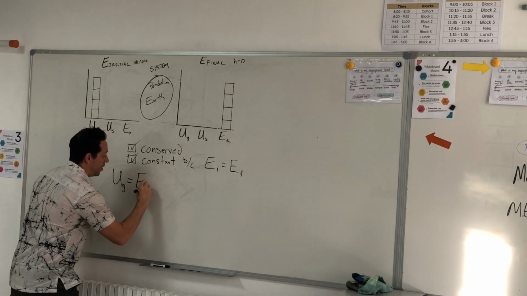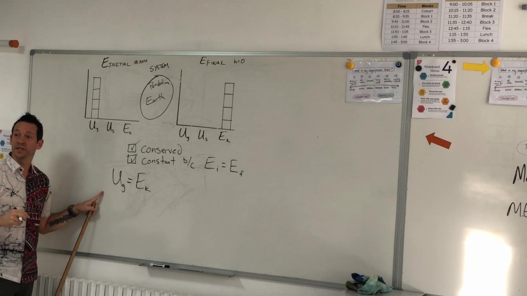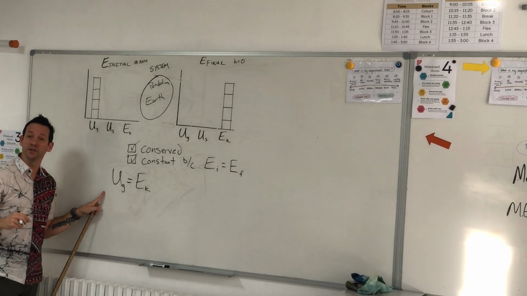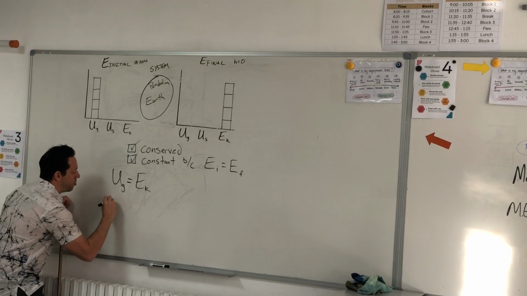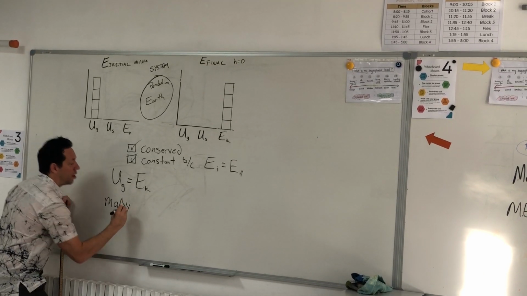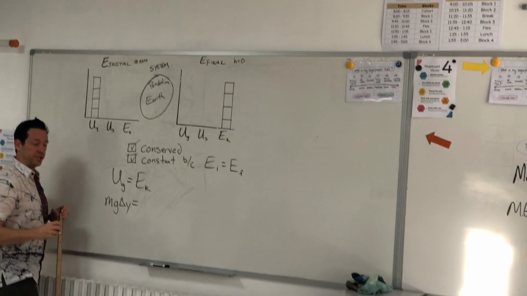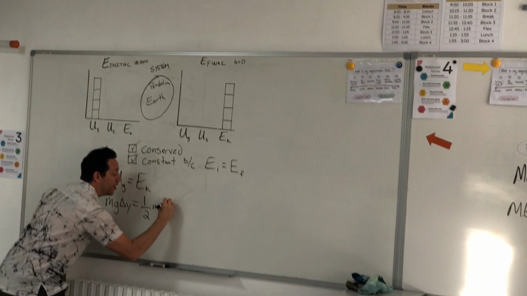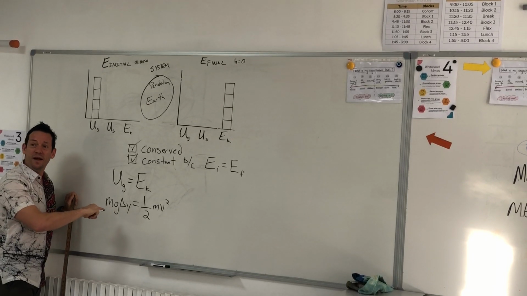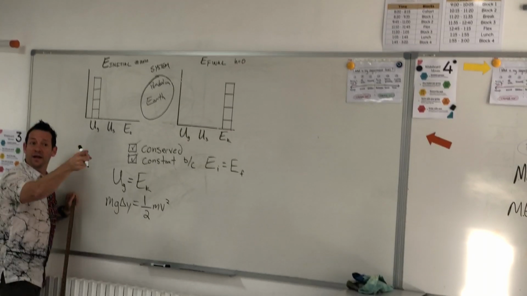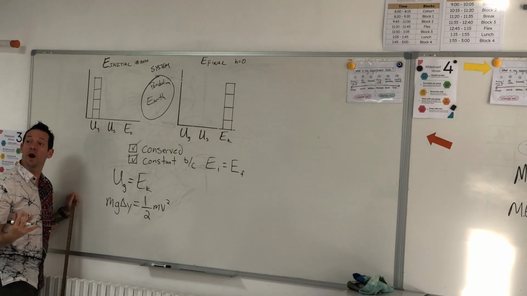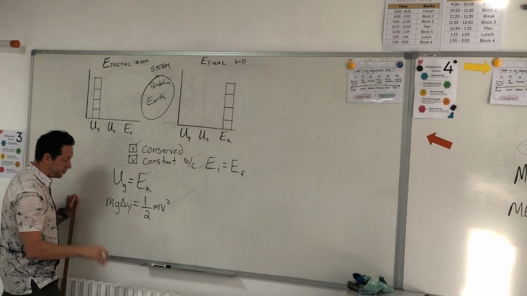Where did it go? KE. Now, we have equations for these, don't we? Yes. What's my equation for gravitational potential energy? mg change of y. What's my equation for kinetic energy? Half mv squared. Now, do you have to memorize these? Heavens no. They're on the equation sheet. So you don't need to memorize these, but you need to know how to use them.